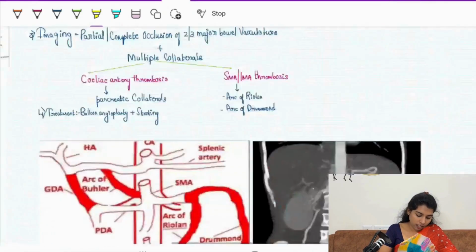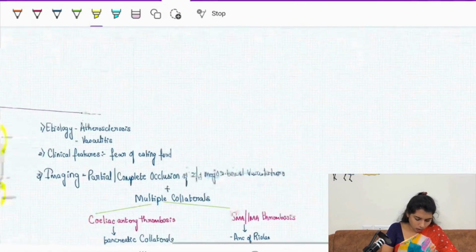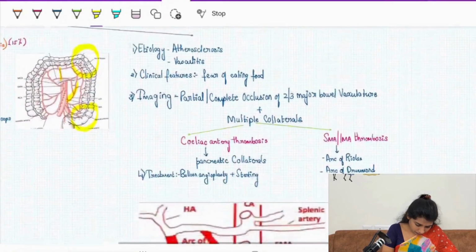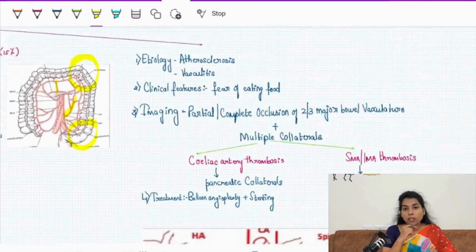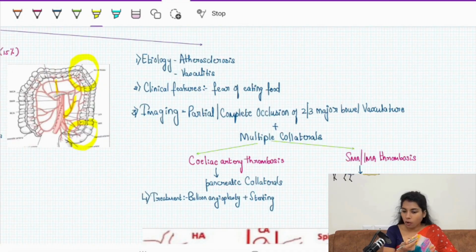Now we look at chronic mesenteric ischemia. Chronic mesenteric ischemia is quite a small topic. So, whenever you are talking about chronic mesenteric ischemia, the etiology has to be either atherosclerosis or a vasculitis.